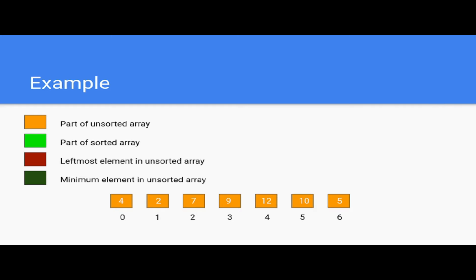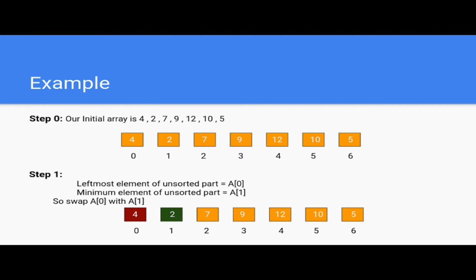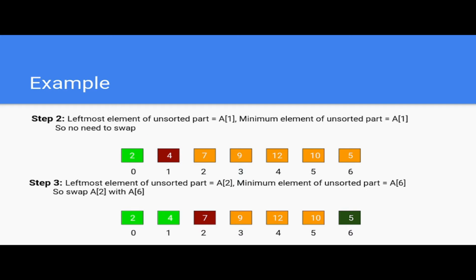So for this example, let us take the array 4, 2, 7, 9, 12, 10, 5. Okay, and we have marked it with its position as indexes. Now in step 0, we have considered the array, and in step 1 we have marked the elements. The leftmost element of the unsorted array is A0, whose value is 4, and the minimum value element is the 2, which is at the position 1. So we are going to swap it, and see in step 2 we have got the 2 as our first element in the sorted array.